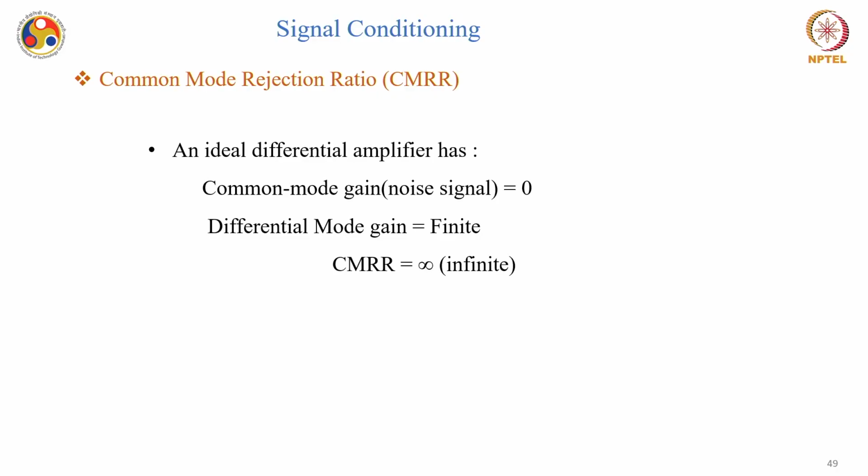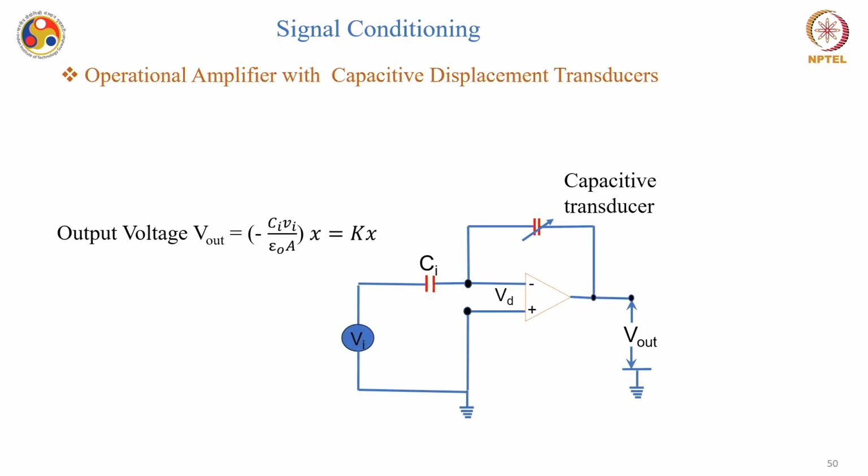If you remember yesterday's discussion, I mentioned that CMRR for an ideal op amp should be infinite. An ideal differential amplifier will have common mode gain, or noise signal gain, of 0, and differential mode gain of a certain finite but very high value, and that's why CMRR is actually infinite. Again, if you want to use this op amp in conjunction with a certain transducer, I think we should discuss one example of how we can use it in conjunction with a transducer.